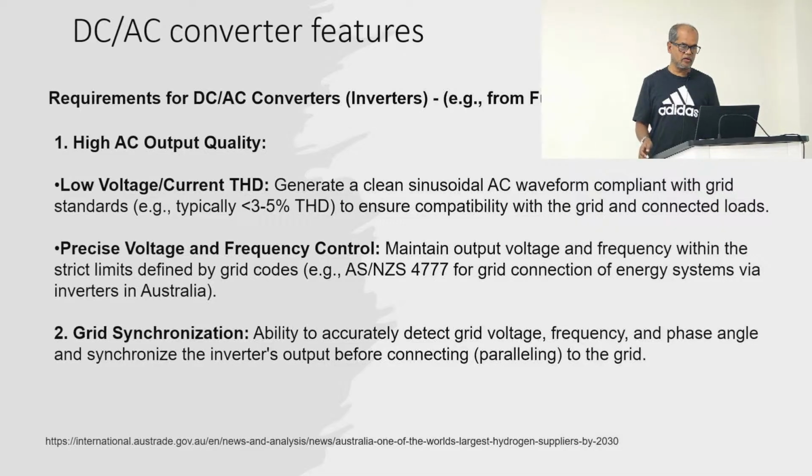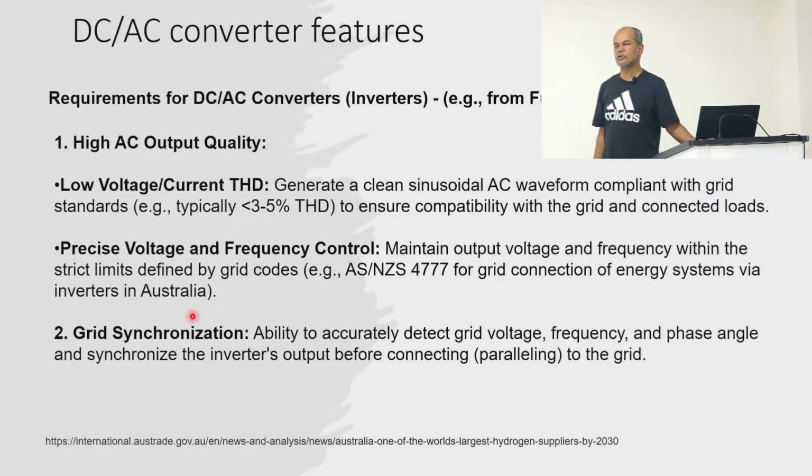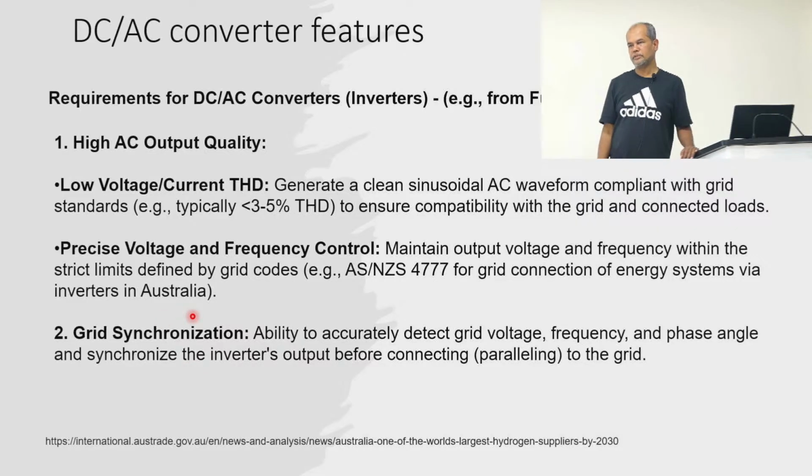Same for the inverter also. It would be quite similar requirement. I already mentioned total harmonic distortion. Here also, definitely we want less than 5, and then precise voltage and frequency, that is also quite similar. But on the AC side, you need another requirement for synchronization. For DC, there is no problem with synchronization because there is no frequency, right?